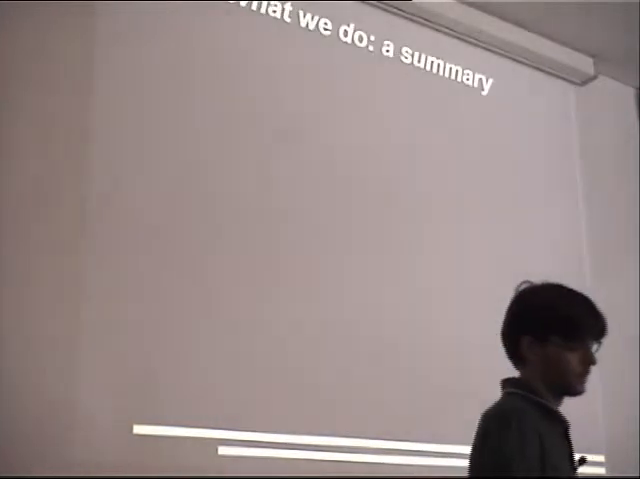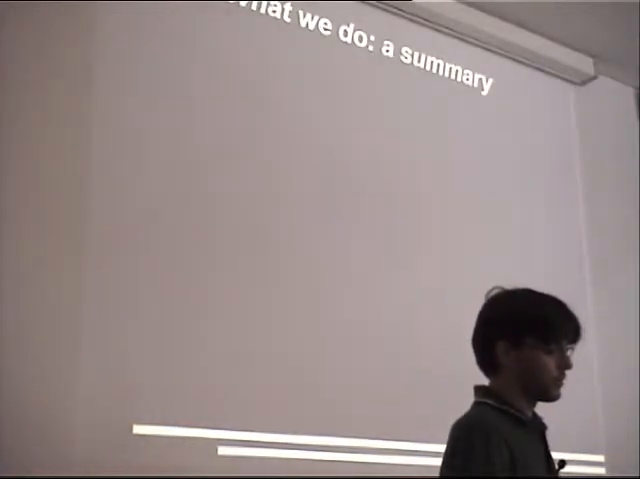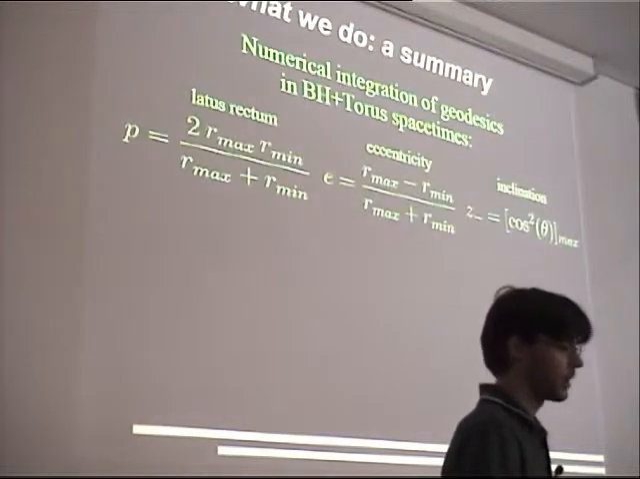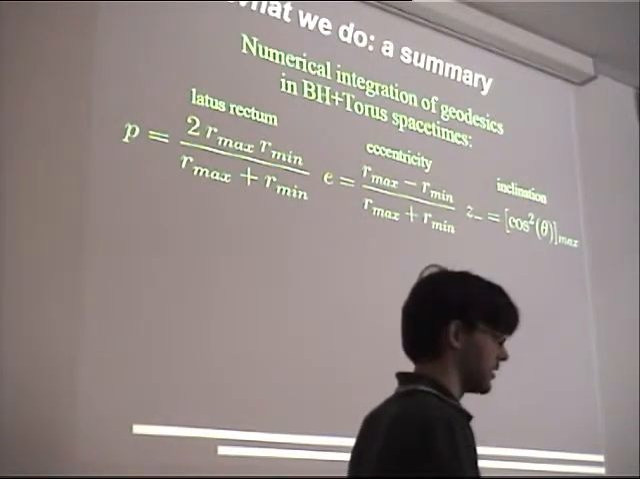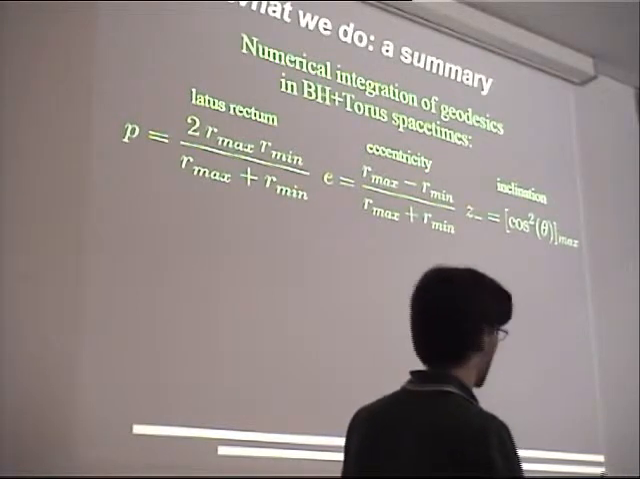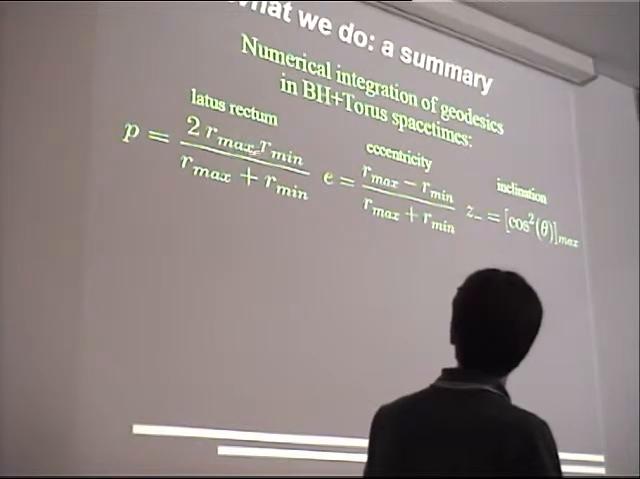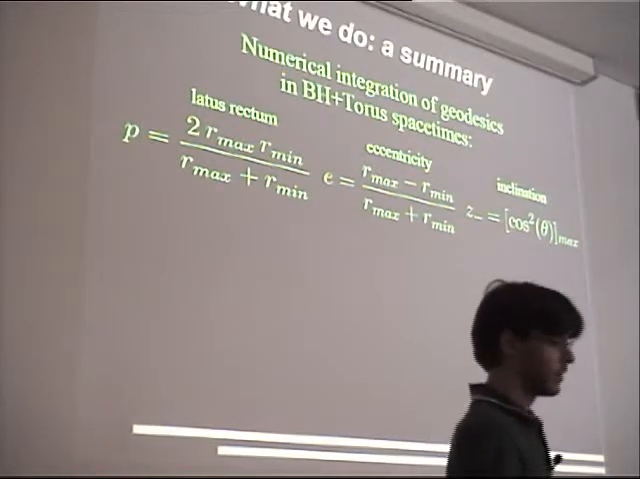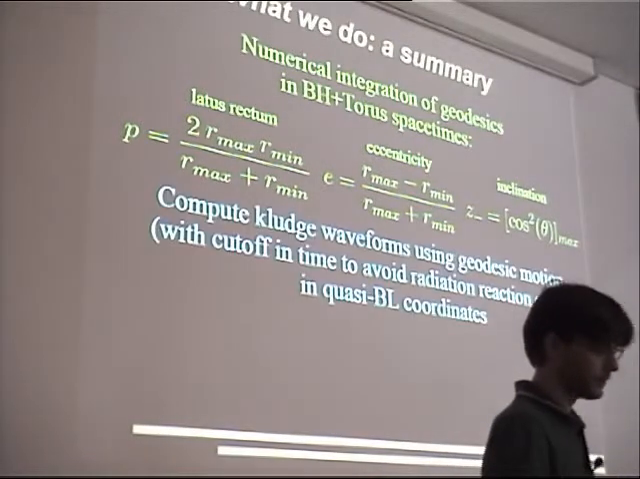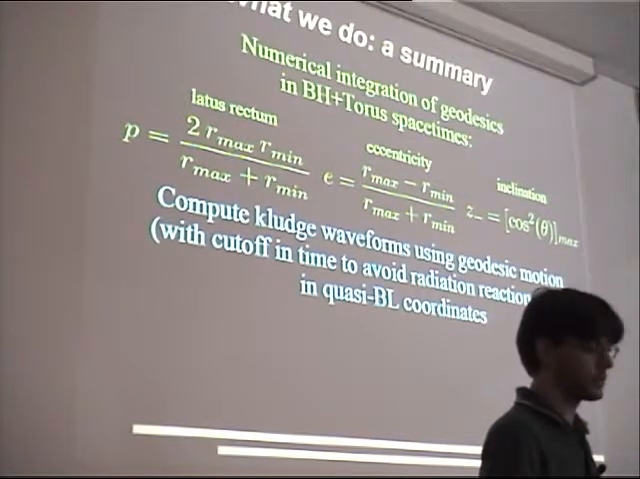So I will make a summary of what we do. First of all, we integrate numerically general geodesics in black hole plus torus spacetimes. And we can label these geodesics by three parameters: the latus rectum, the eccentricity, and the inclination of the orbit. These quantities are related. Our motion is bound, so we have a maximum and a minimum value for the radius, and a maximum value for the inclination. So we can compute these three parameters in black hole plus torus spacetimes. Then we can compute the kludge waveforms using this geodesic motion.